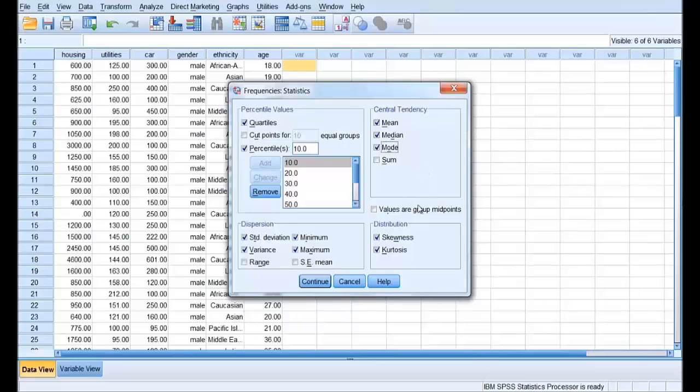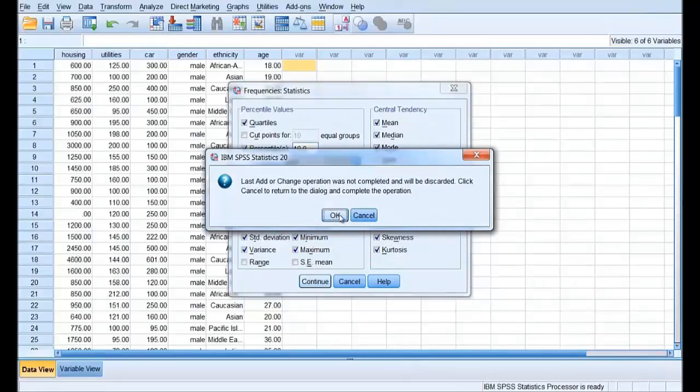Finally, skewness and kurtosis. Up to this point, we've learned what they are, but not really how to measure them in terms of value. So I want you to click on both of those, and they're going to give us a value in the descriptive statistics that tell us what those mean. What are we actually measuring here, other than just the shape? So click on both skewness and kurtosis. Once you have everything matching this screen here as far as descriptive statistics, make sure to click Continue.